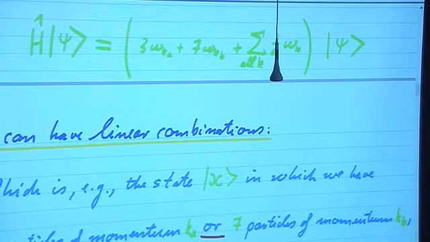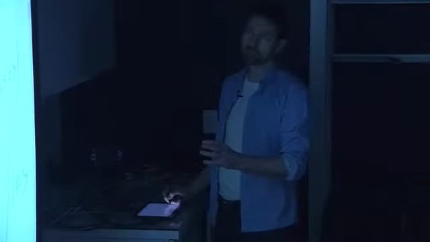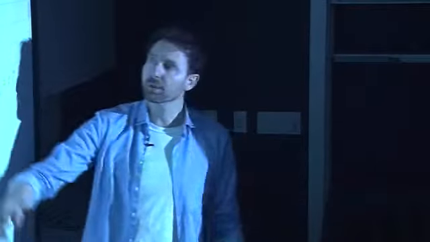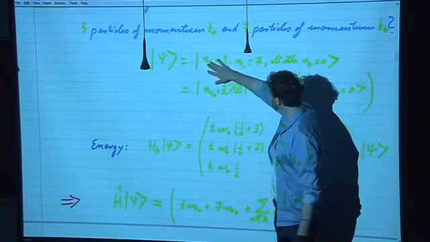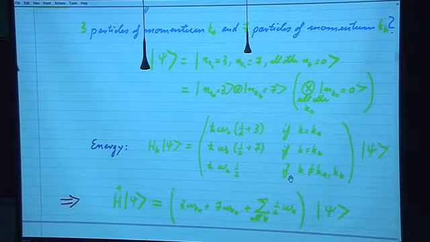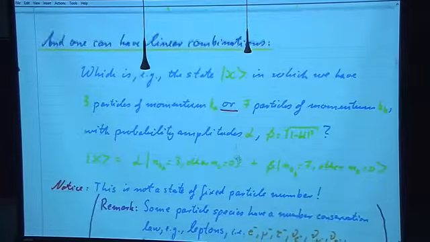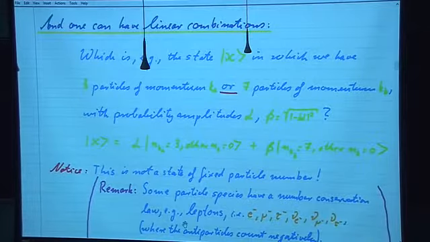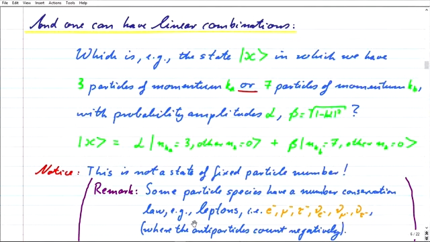Okay, so this was an example now of a state. Let me put it there again. That's a state where we have 3 particles of momentum Ka and 7 particles of momentum Kb and no other particles. But we could also have linear combinations. For example, we could write down a state of the quantum field where we have 3 particles of momentum Ka or 7 particles of momentum Kb, for example, just for the heck of it.